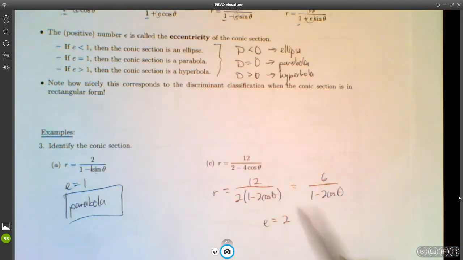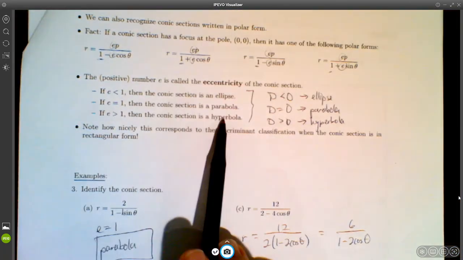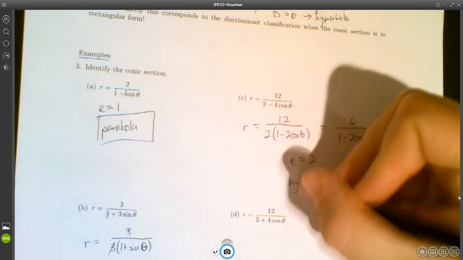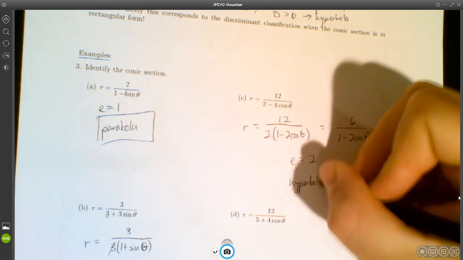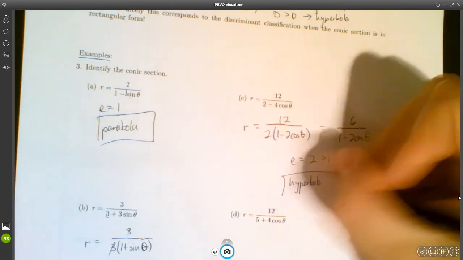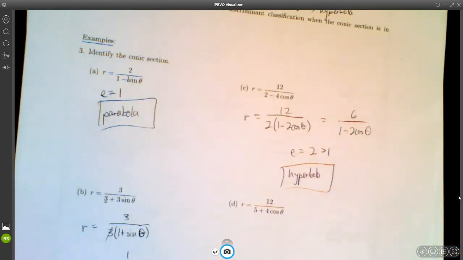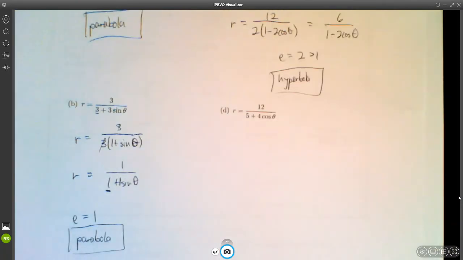Since the eccentricity is 2, this conic section is going to be a hyperbola. So this one's a hyperbola. 2 is greater than 1, so we get a hyperbola. And let me give you one more, just to make sure that we've got it.